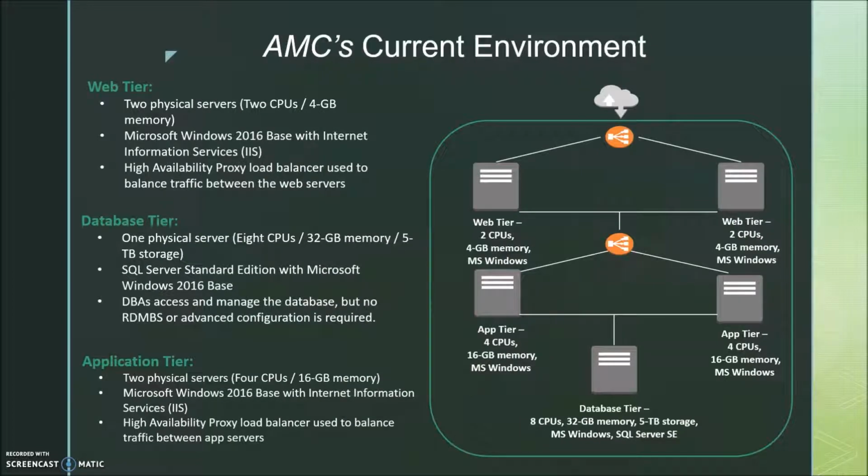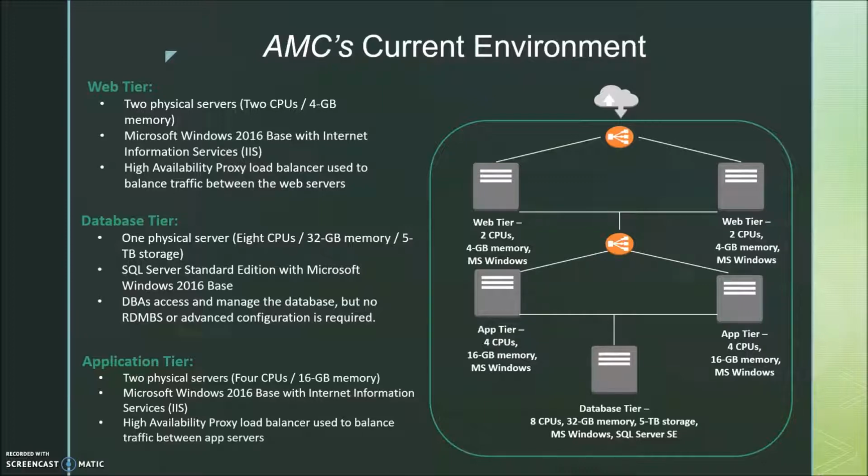A medical company's current environment consists of a three-tier structure. It consists of a web tier, a database tier, and an application tier. The web tier consists of two physical servers, which are two CPUs with 4 GB of memory. It utilizes Microsoft Windows 2016 base with Internet Information Services and a high availability proxy load balancer used to balance traffic between the web servers.